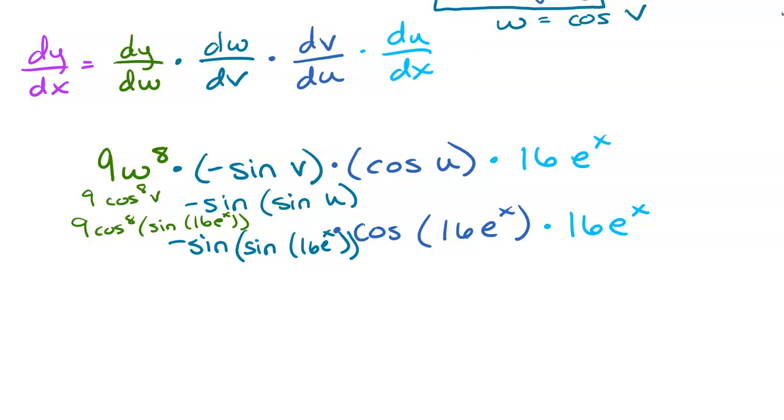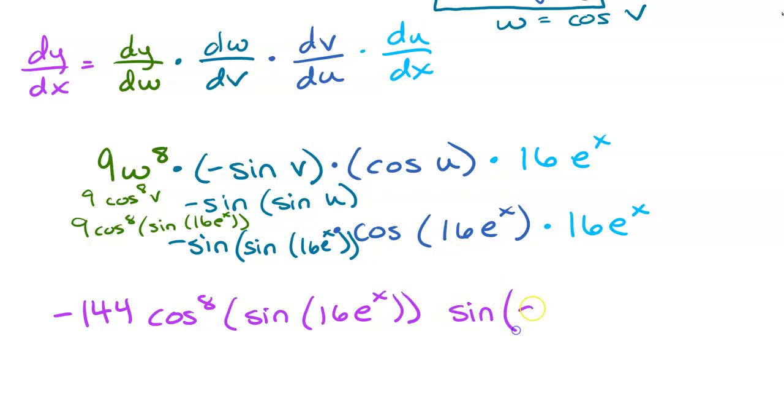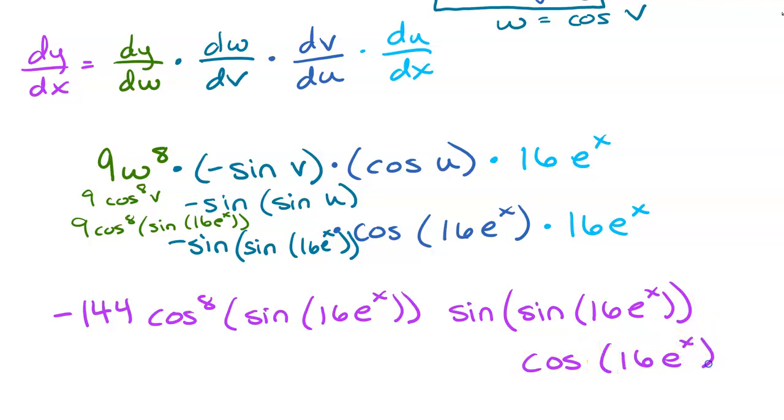So 9 times 16 is 144 and a negative, and we have the cosine to the 8th power of sine of 16 e to the x, double parenthesis, be careful there, and then we have sine of 16 e to the x, and then cosine of 16 e to the x.